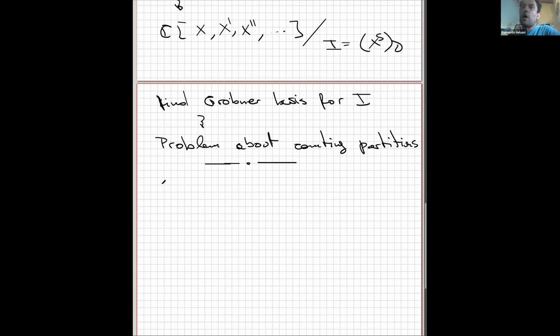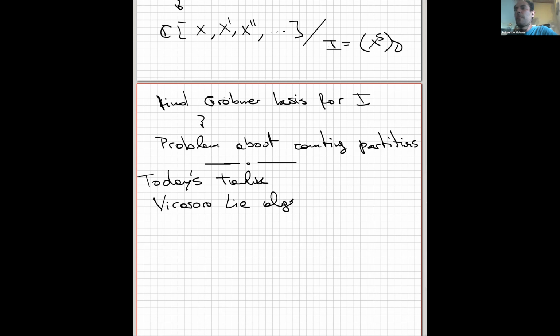So now, today's talk. And I'm going to get back to this Gröbner basis in a second. Today's talk is going to be about the Virasoro Lie algebra. So we're going to have the Virasoro Lie algebra. This is an infinite dimensional Lie algebra with these brackets.